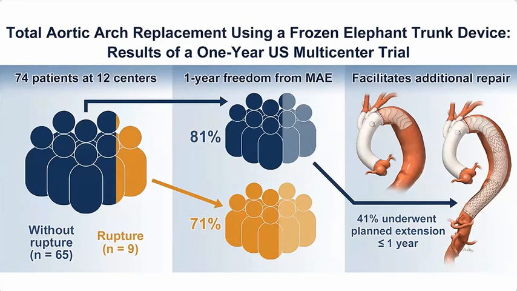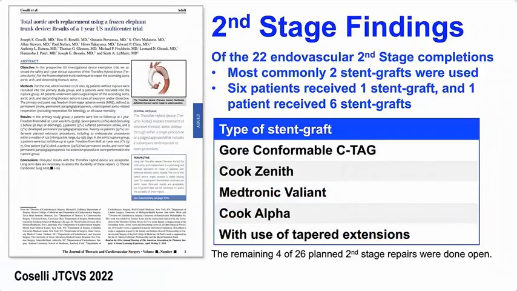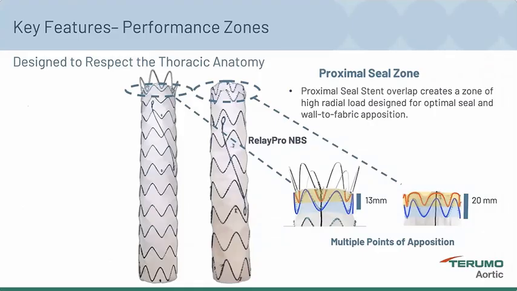If you look at the clinical trial, 41% of the more elective cases had planned extension within less than one year, and we'll discuss these. Of the 22 endovascular second stage completions, mostly 2 stents were used. However, 6 patients received 1 stent and 1 patient received 6 stents. The types of stent grafts are shown here, and they were Gore, Cook, and Medtronic. Interestingly, 4 of the remaining 26 planned second stage repairs were done as open repairs. And so there's been interest in using the same material, construction, and device for extensions.